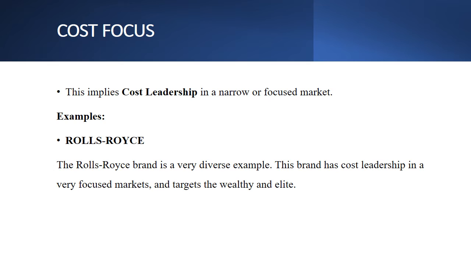Cost focus. This implies cost leadership in a narrow or focused market. Example of this is Rolls-Royce. The Rolls-Royce brand is a very diverse example. This brand has cost leadership in a very focused market and targets the wealthy and elite.